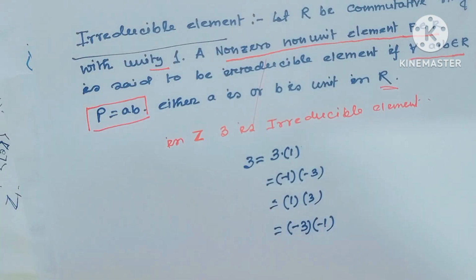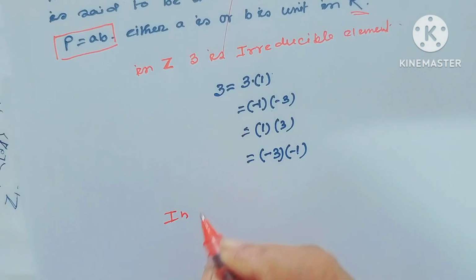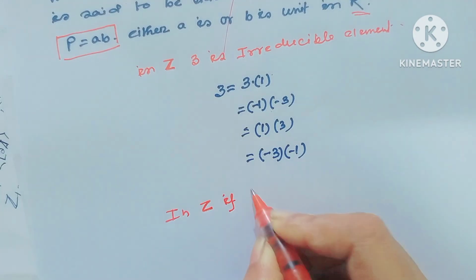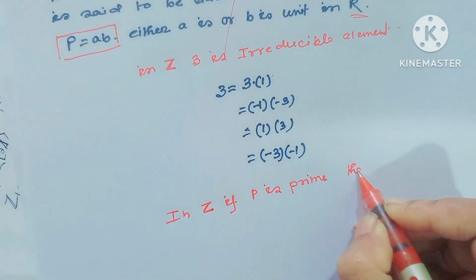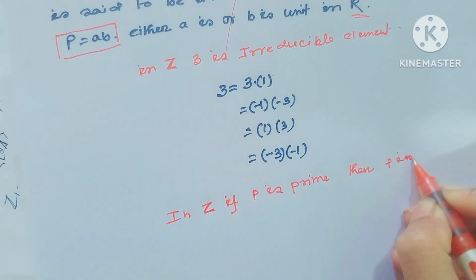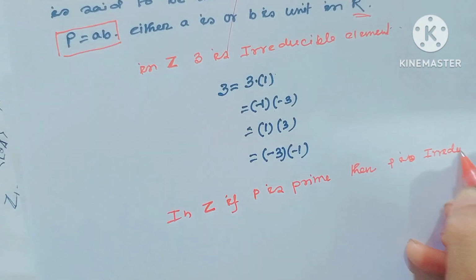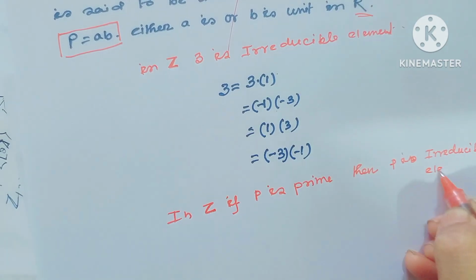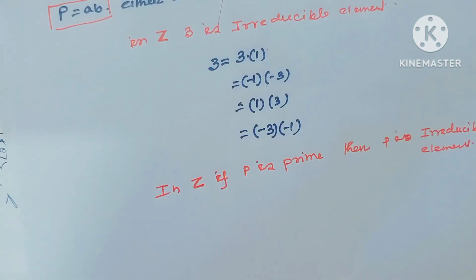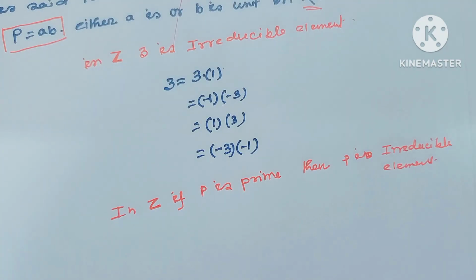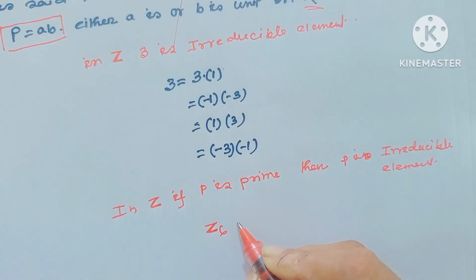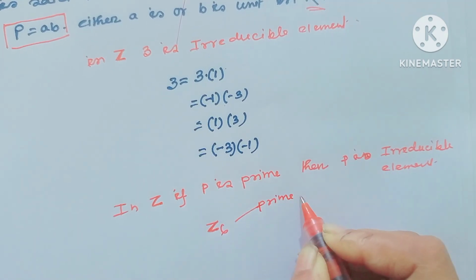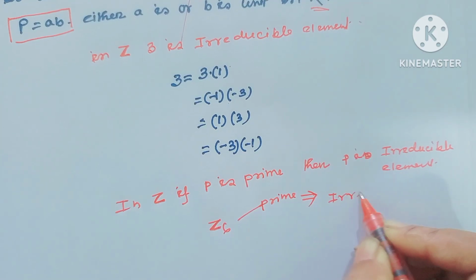Actually in Z, if P is a prime, then P is irreducible. In Z, prime element and irreducible element always coincide. But otherwise, this is not true. Consider Z6. Does prime imply irreducible element? No.